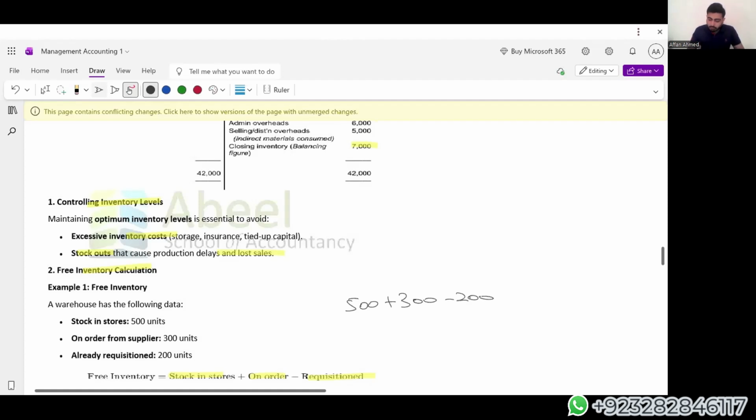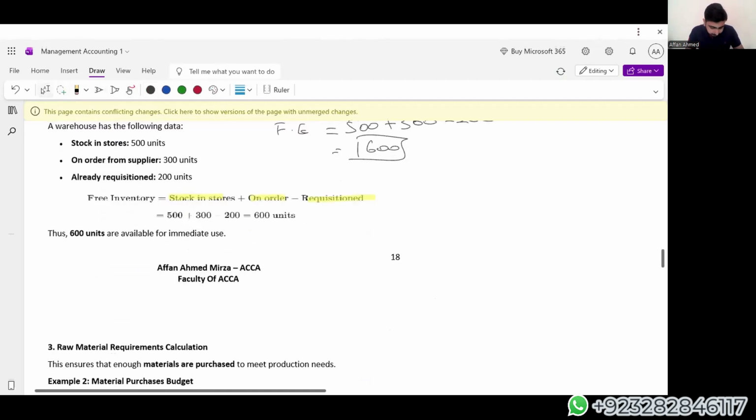So the formula will be applied here. Free inventory is going to be 500 plus 300 minus 200, which is 600 units. So 600 units are free here. We can plan them and utilize them in the future for any kind of production activities that we want.